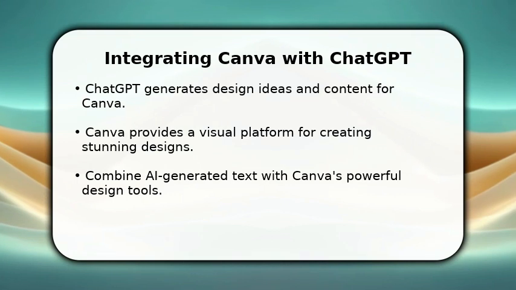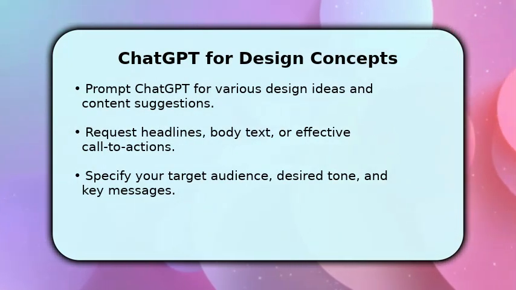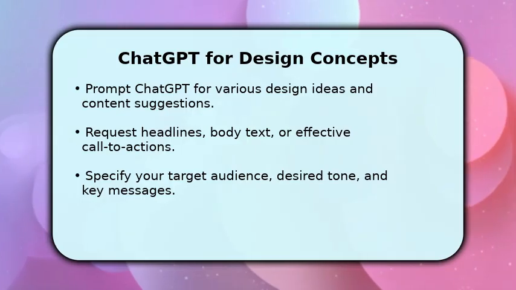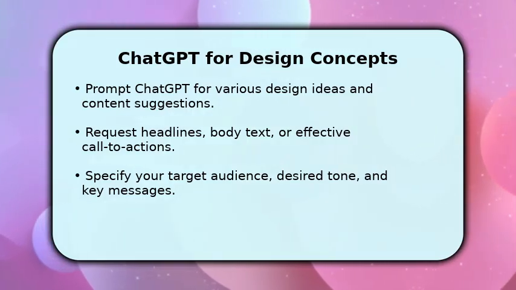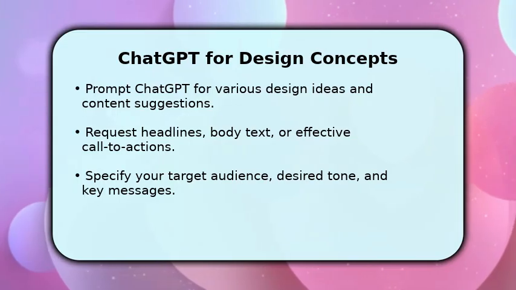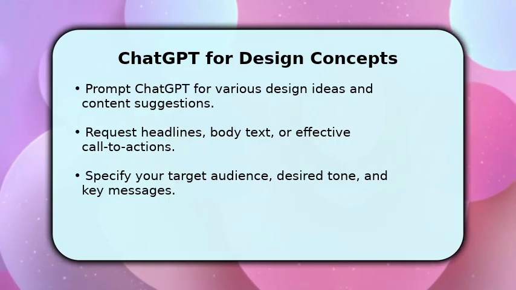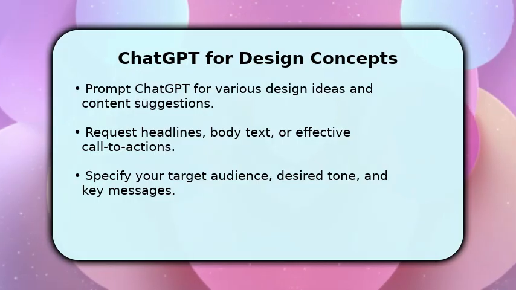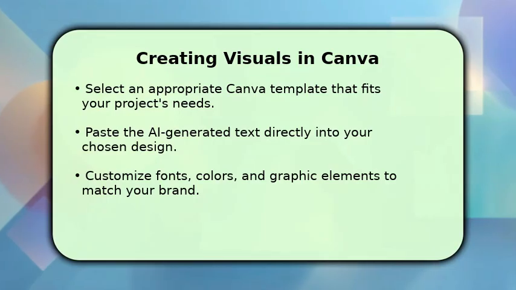in your daily tasks. To begin, open ChatGPT and clearly articulate your design needs. For instance, you might ask for 5 social media post ideas for a new product launch, including engaging headlines and body text. Remember to specify your brand's voice and target demographic for tailored results. ChatGPT can provide a wealth of creative content, from catchy slogans to detailed descriptions, giving you a strong foundation for your visual project. Now, transition to Canva.